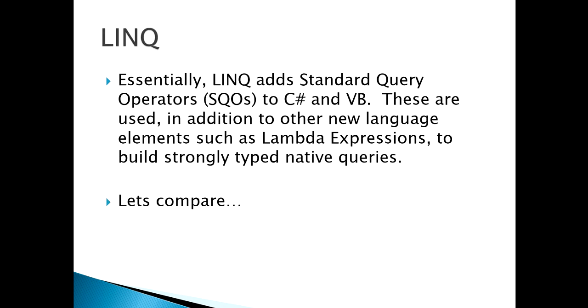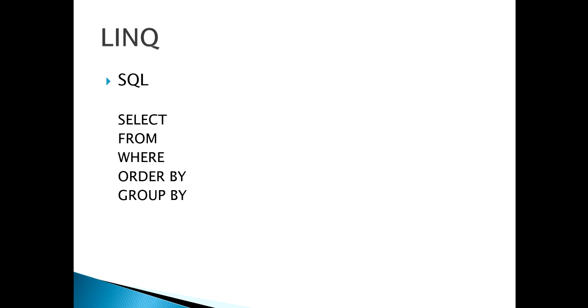So essentially, what is it when we come down to it? Well, all it really is, we've added some new operators. We call them standard query operators, or SQOs, right, to our native language that we're programming in, in our case, C#, right? But note that they're there for VB as well. And along with a couple other new language elements that we'll talk about later on, like lambda expressions, it helps us build strongly typed queries in our native language with all the IntelliSense and support that we can possibly get, right?